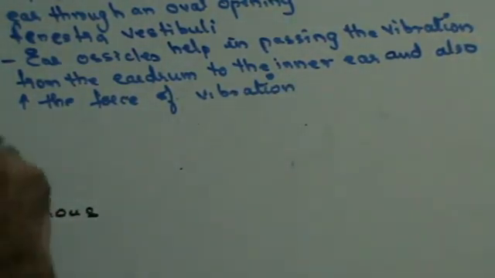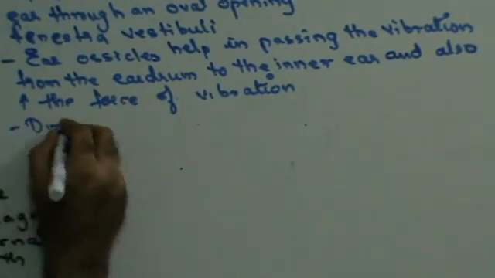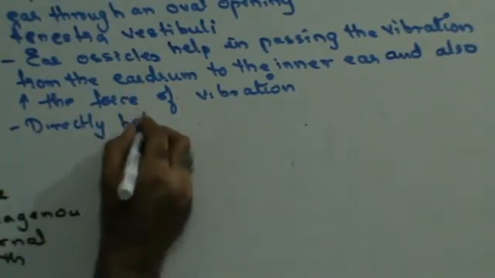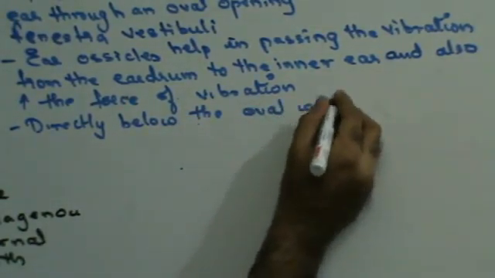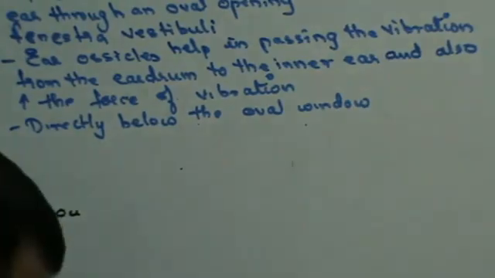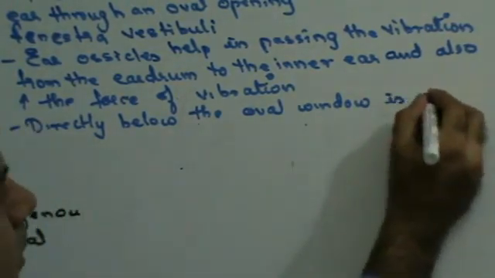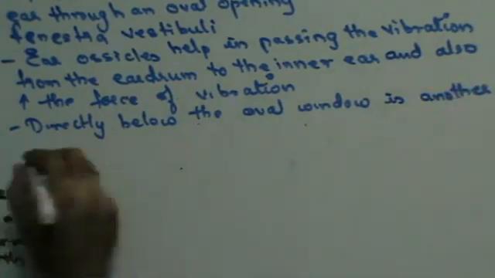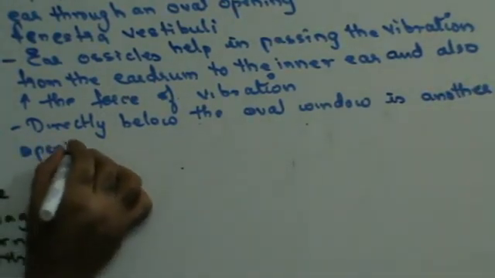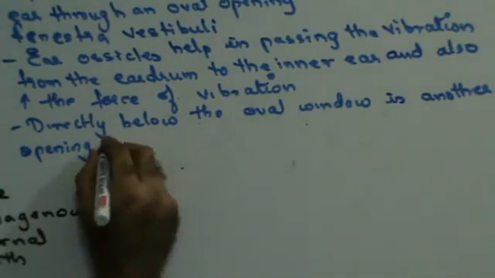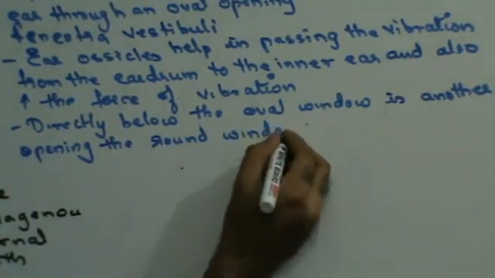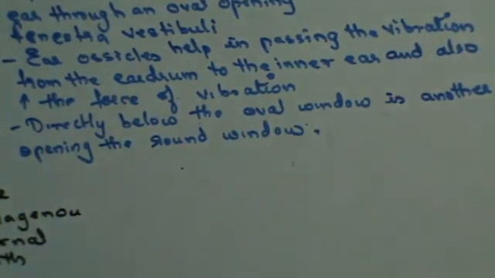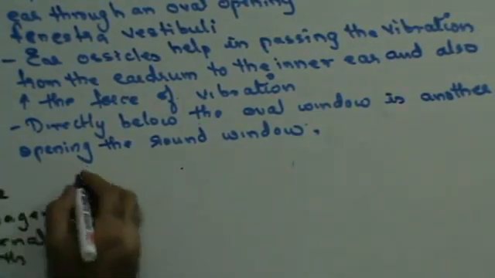Directly below the oval window is another opening, the round window. Fine. So that was the middle ear. Next, let's come to the internal ear.